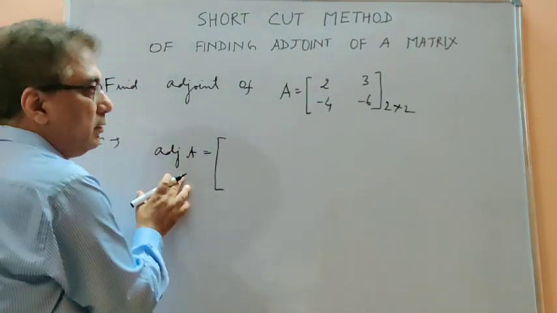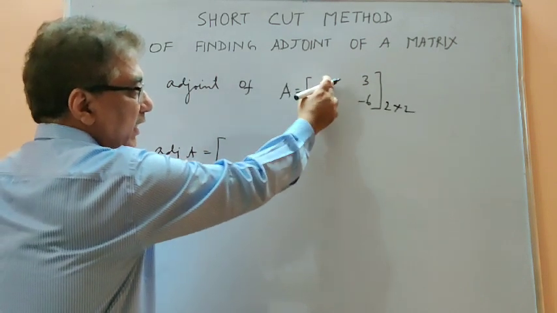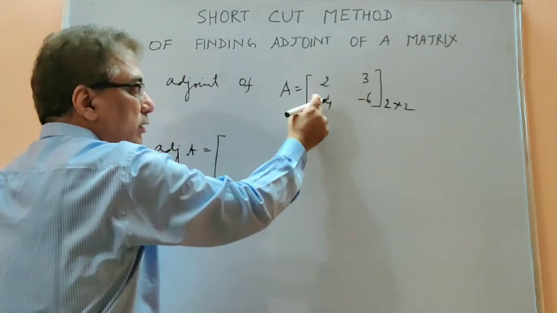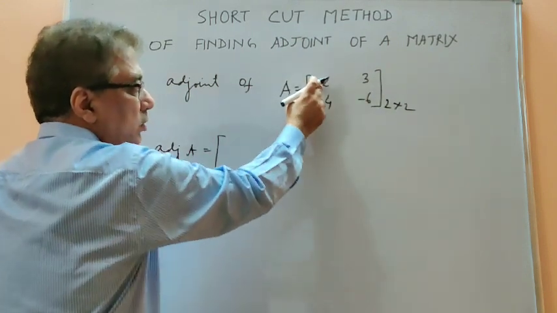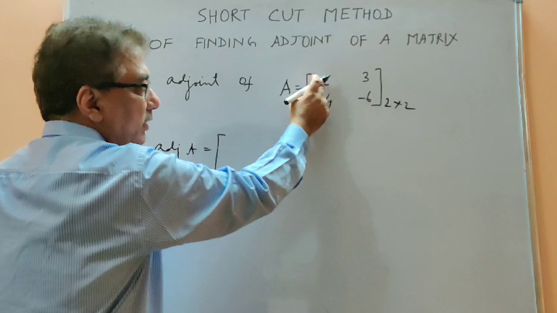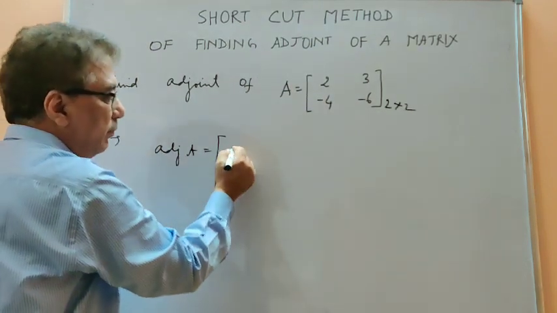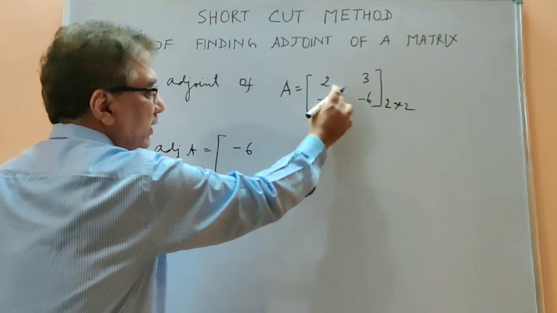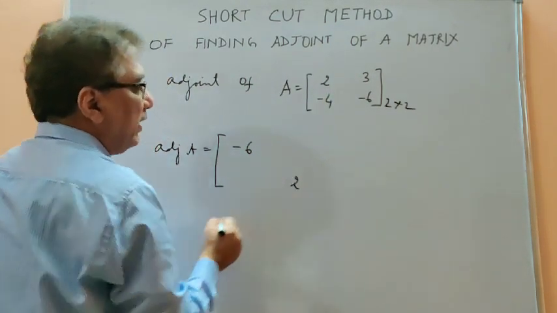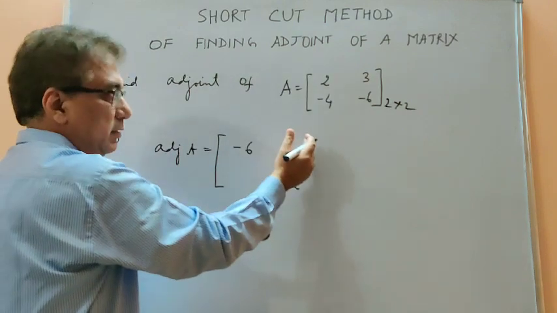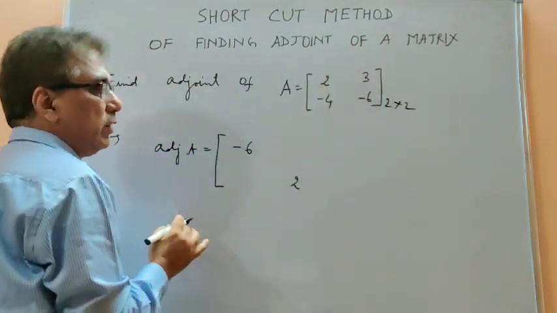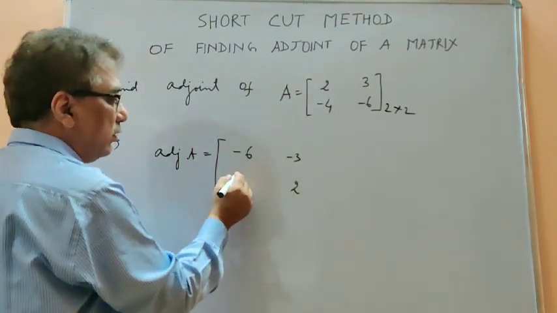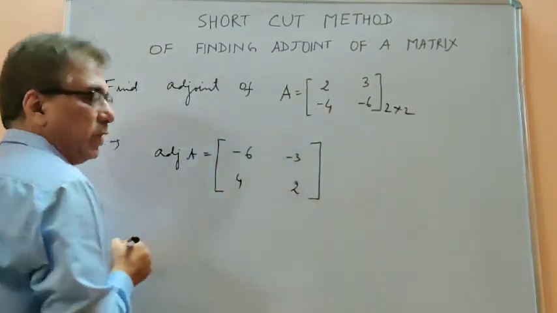The adjoint will be just this: you interchange these elements. They are called diagonal elements and these are called non-diagonal elements. So interchange the places of the diagonal elements. This is the first step, which means you write -6 here in place of 2, and in place of -6 you write 2. And then change the sign of these two elements. If it is plus, write minus, and if it is minus, write plus. So this is the adjoint.